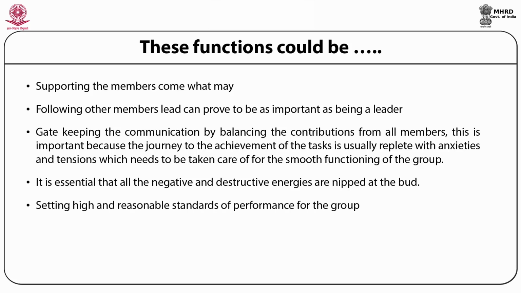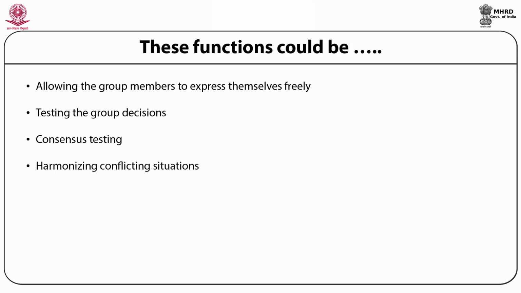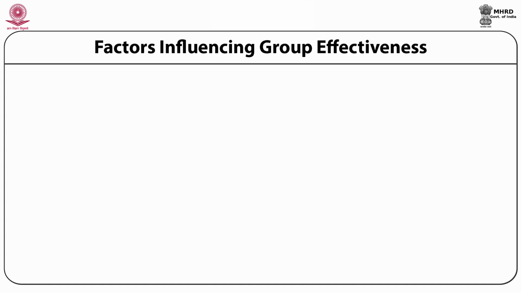Setting high and reasonable standards of performance for the group. Let me remind you, these are maintenance functions. After setting high and reasonable standards, allowing the group members to express themselves freely is also very important. Then, testing the group decisions is another important function. Then, of course, consensus testing should be there. An effort should be made in harmonizing the conflicting situations if at all they occur during the course of their action. And of course, every effort should be made to reduce the tensions, if any, in the completion of the tasks. Now, let us try to understand the factors influencing group effectiveness, which is very important, my dear students.